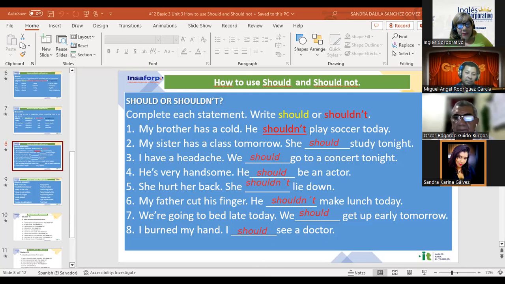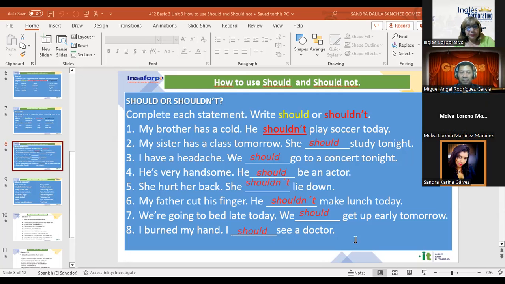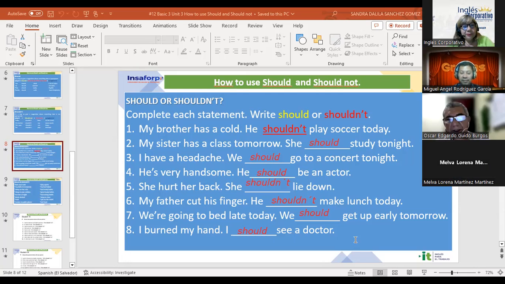Okay, begin reading. Miguel, read number one and two. Oscar, 3, 4. Sandra, 5, 6. And Gabriela, 7, 8. Okay, begin. Number one. My brother has a cold. He shouldn't play soccer today. Number two, my sister has a class tomorrow. She should study tonight. Number three, I have a headache. We should go to the concert tonight.